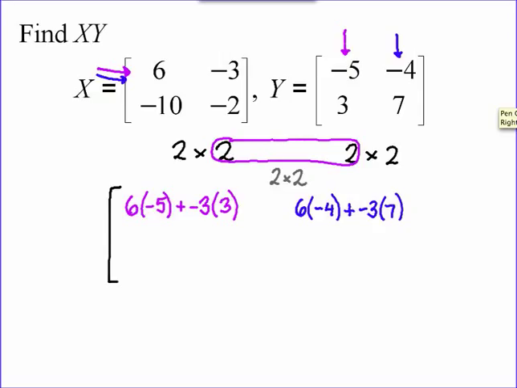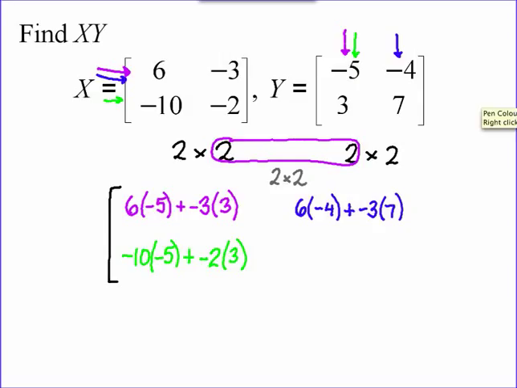Now can somebody guess where I'm going to go next? Row 2, good, exactly, perfect. Row 2, column 1. I'm going to put that in row 2 of my answer. So I'm going to take negative 10 times negative 5, and I'm going to add that to negative 2 times 3. First times first plus second times second.